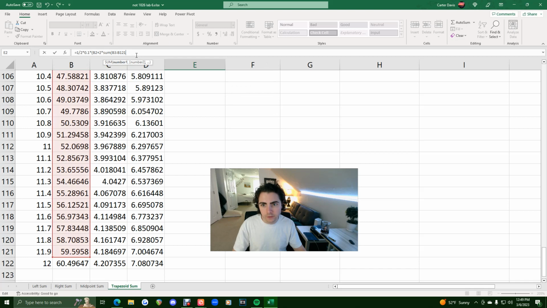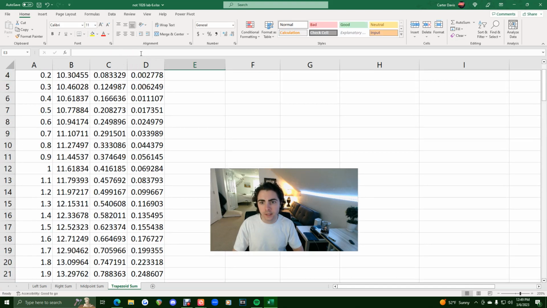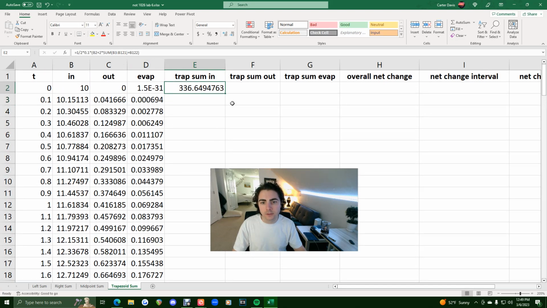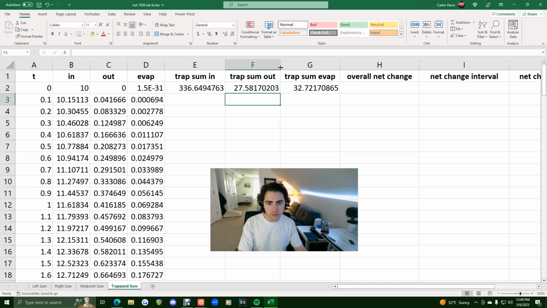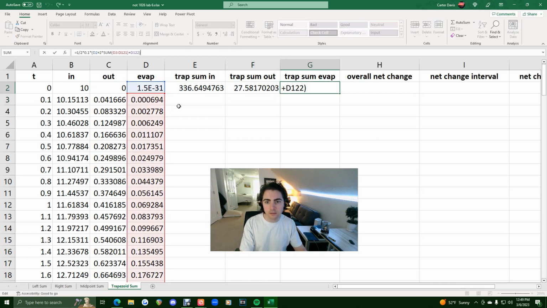Looking up here, we can finish the function. We have 2 times the sum of all those. We want to close the parentheses on that, and then we still want to tack on that last function value. Close the parentheses, take a good look there, hit enter, and we get our trapezoidal sum in. We should be able to drag this across, and it should find the trapezoidal sums correctly for each of those corresponding columns.